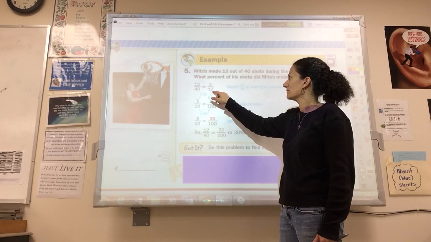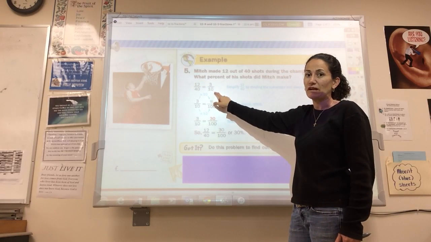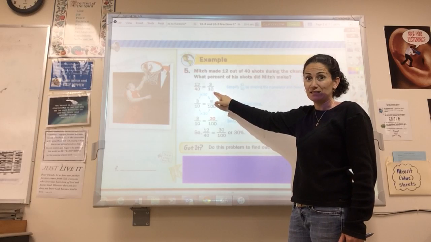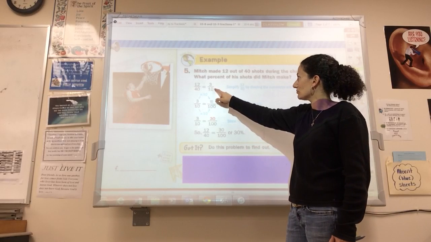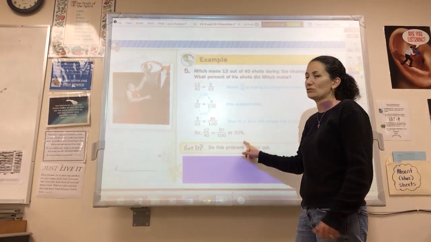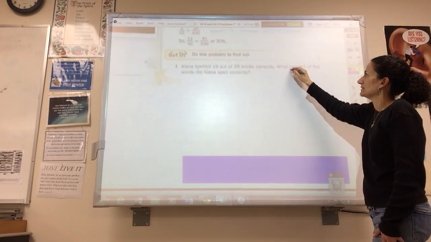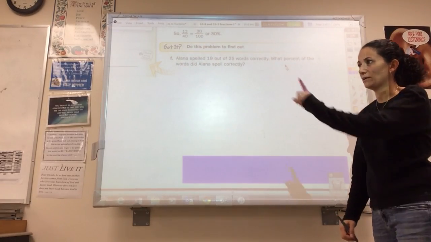Simplify the fraction. If you can simplify the fraction, a lot of times the simplified fraction will have an easy denominator. In this case, 3/10. 3/10 is the same thing as 30/100, which is 30%. You try this problem to see if you understand what I'm talking about.